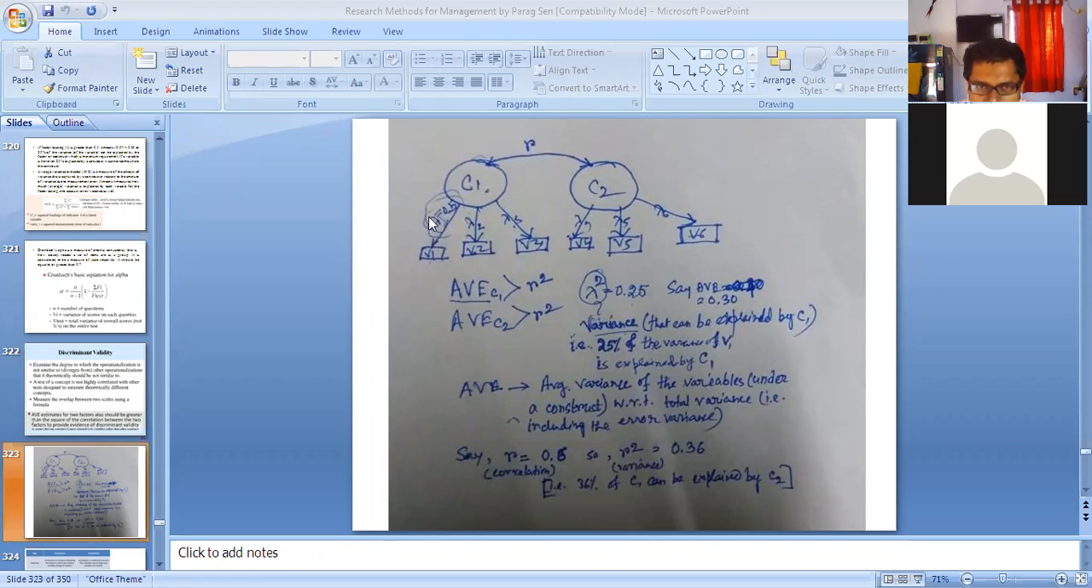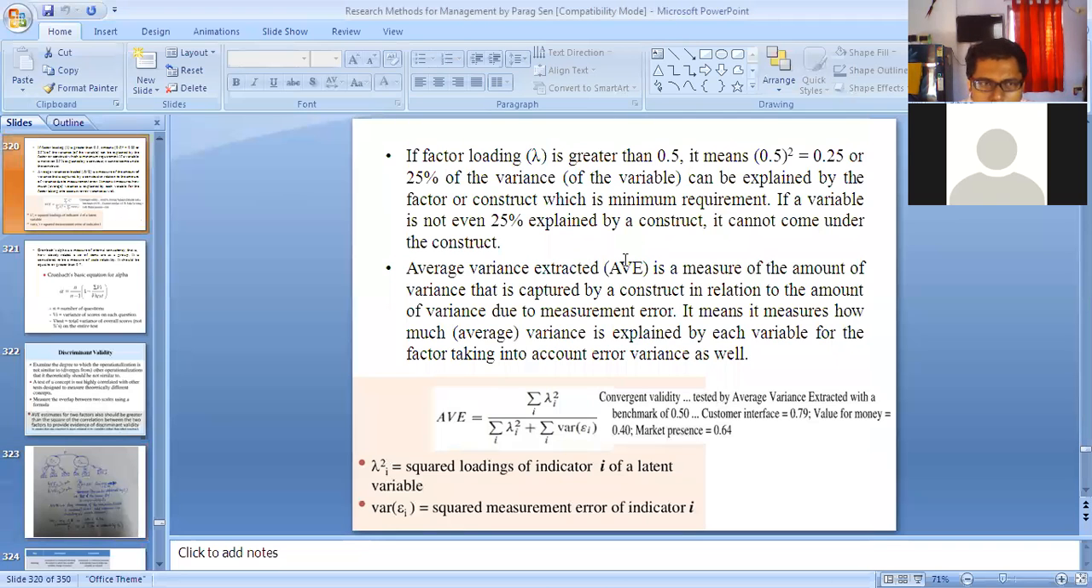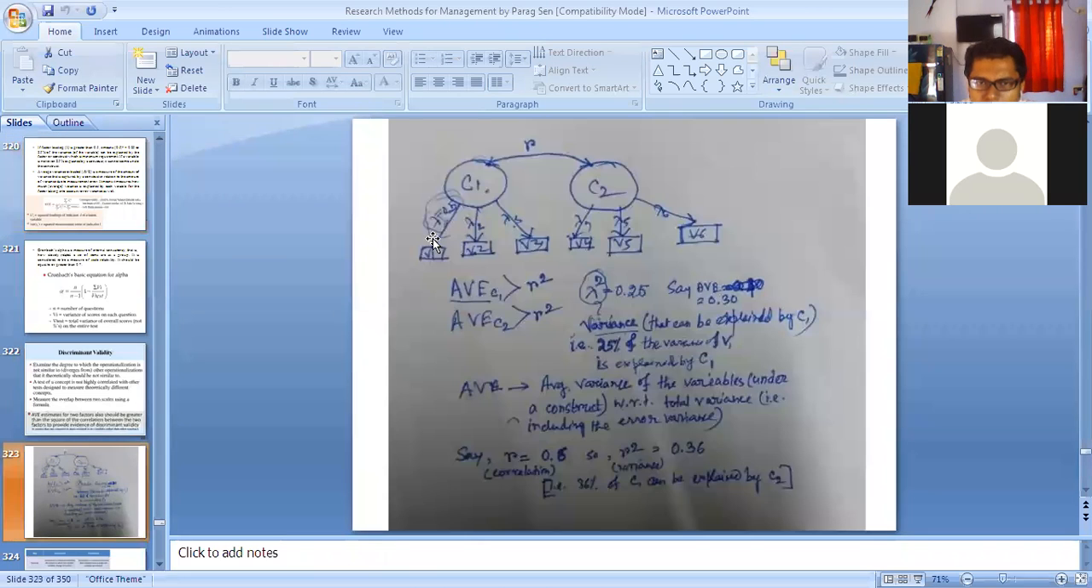You will simply sum up all these lambda 1 square plus lambda 2 square plus lambda 3 square, divided by all these lambda squares plus all the error variance squares. So you will be able to find out the average variance extracted. Now you can ask why this is important, why you need to calculate the average variance extracted.